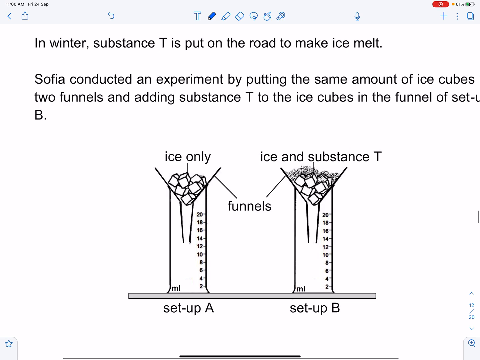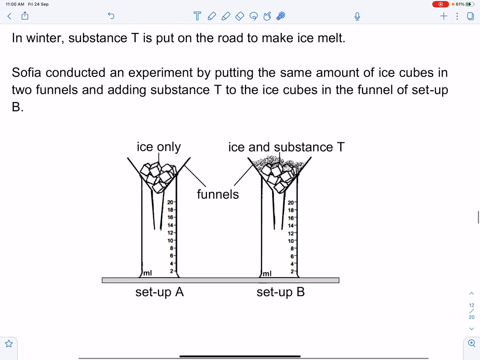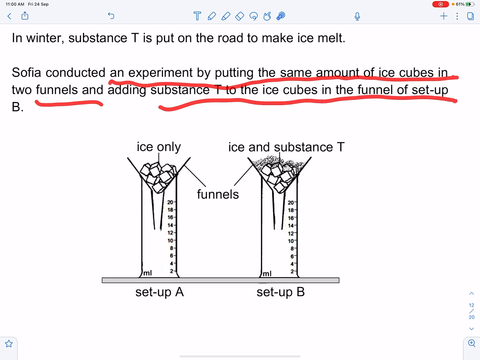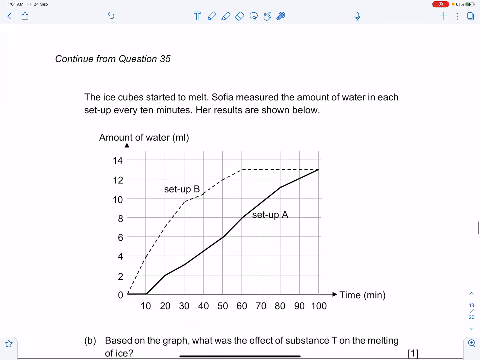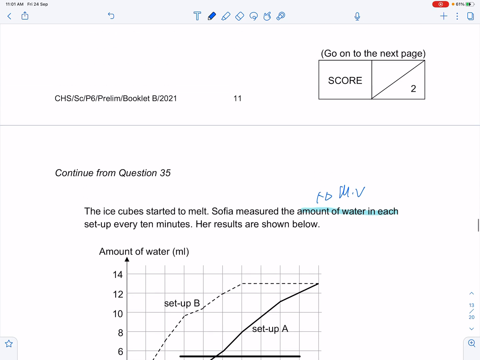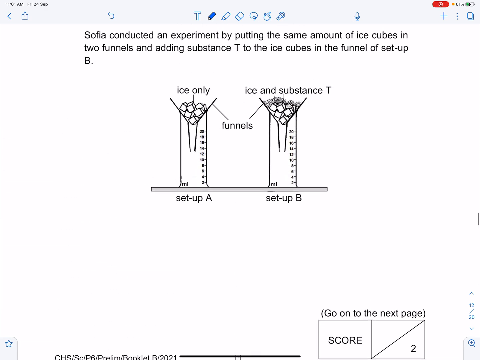Next, in winter, substance T is put on the road to make ice melt. Sophia conducted an experiment by putting the same amount of ice cubes in two funnels and adding substance T to the ice cubes in the funnel at setup B. The ice cubes started to melt. Sophia measured the amount of water in each cell every 10 minutes. So once again, this is your measured variable. And what is your change variable? Your change variable is basically whether or not substance T is present. This is your change variable.